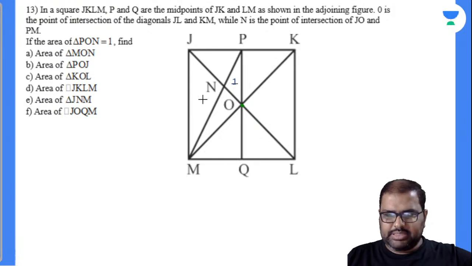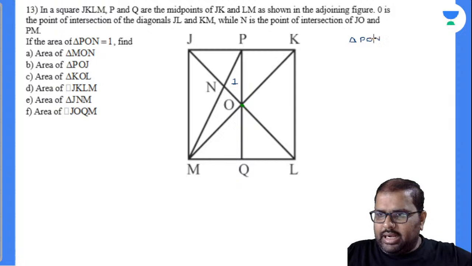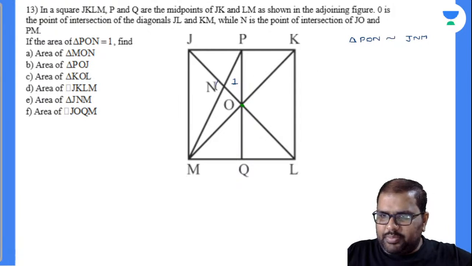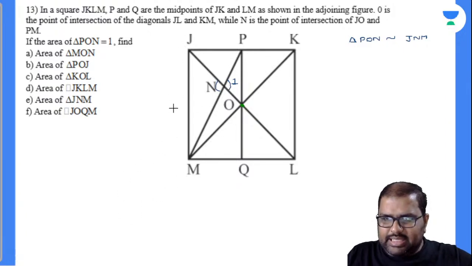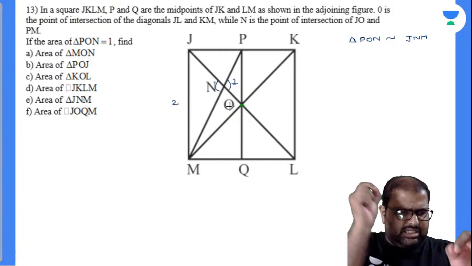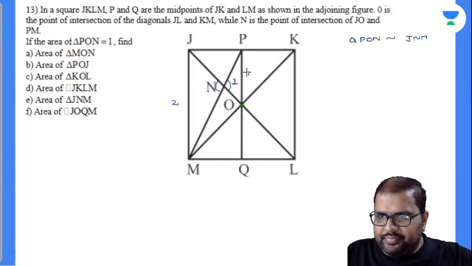Now you closely observe, triangle PON and triangle JNM are similar triangles. Sir, how are you saying this? These are similar triangles. See, vertically opposite angles will be the same. I can prove this. Let us suppose the line segment JM is 2. How much will be JO? JO is the exact midpoint of this square, right? So this will be 1.